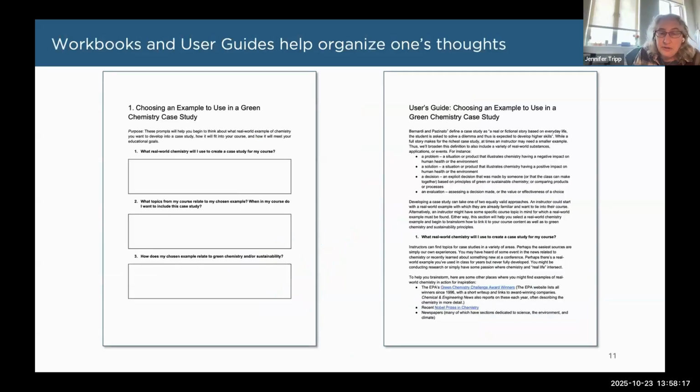So this is an example, and you'll see this in a minute when we share these files with you. This comes in 2 parts. So one worksheet gives you kind of leading questions. So what do you want to teach? And then there's a box where you can fill in either by hand or you can type into the box your answers to these questions. And then there's a user's guide that sort of explains the questions a little bit more, gives some references, gives some links, some help for instructors who want to use this template.